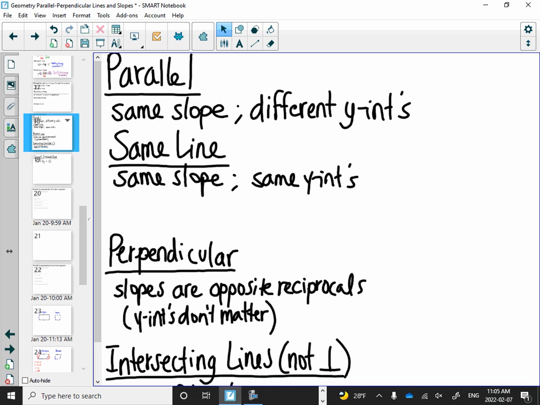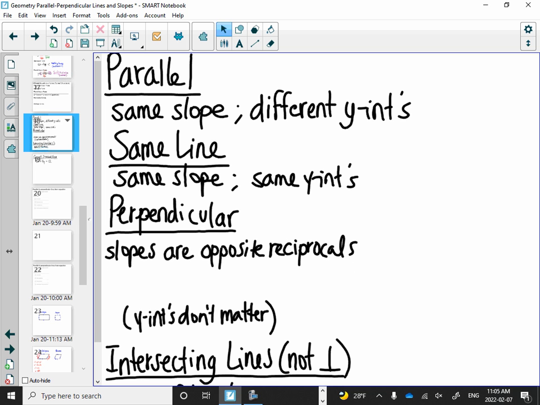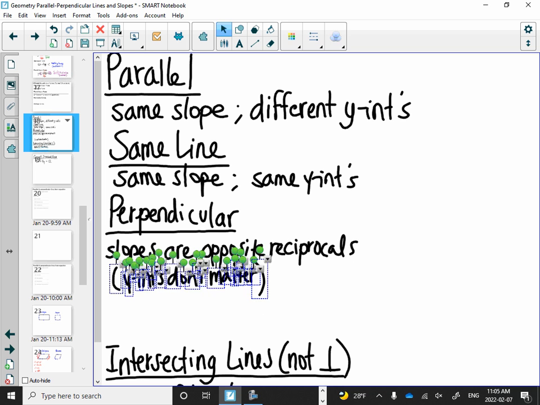There's parallel, and there's the same line. That's the first thing. Then, perpendicular lines. What do we know about perpendicular lines? Their slopes are opposite reciprocals. Okay? Also, something to note is that the y-intercepts do not matter if we're talking about perpendicular lines. It doesn't matter if they're the same or different. It doesn't matter because they're going different directions. Right?